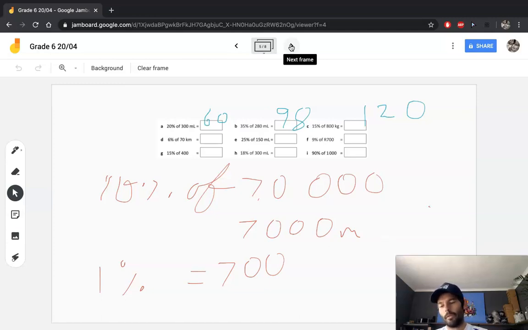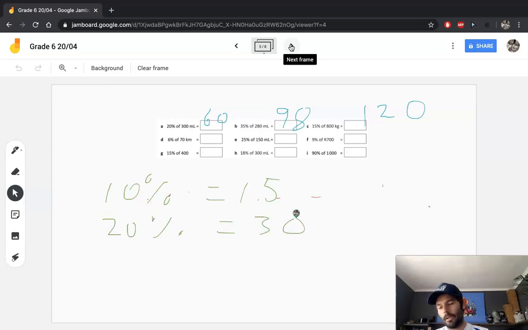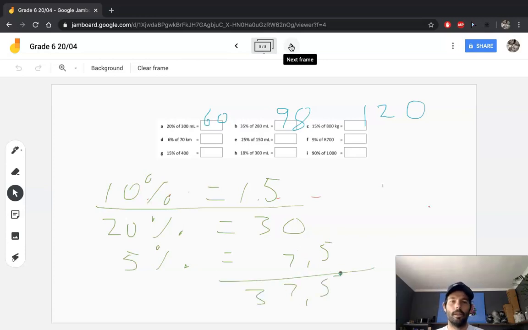Okay, for E, 25% of 150. So if you recognize 25% is a quarter, then great. You're looking for a quarter of 150, so 150 divided by 4. Alternatively, 10% of 150 is equal to 15, so 20% must be equal to 30, and 5% must be equal to half of the 10%, which is 7.5. If we add them together, we get 37.5 milliliters. So a quarter of 150 milliliters is 37.5.